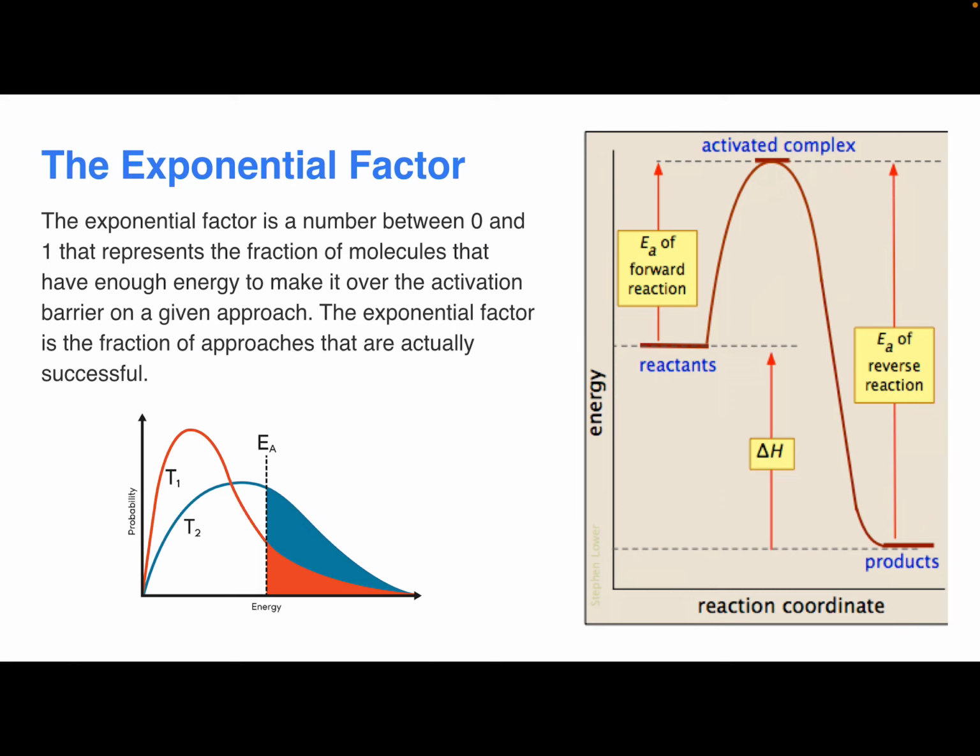So consider your free throws. Your free throw percentage is like the exponential factor. The number of free throws you take is like the frequency factor. If you multiply the number you take by the decimal form, which is your free throw percentage, you should get how many you make. Same thing is true here. The frequency factor is the number of attempts at getting over the activation barrier. The exponential factor is the percentage that actually make it. So when you multiply those together, you should get the number that do make it over.